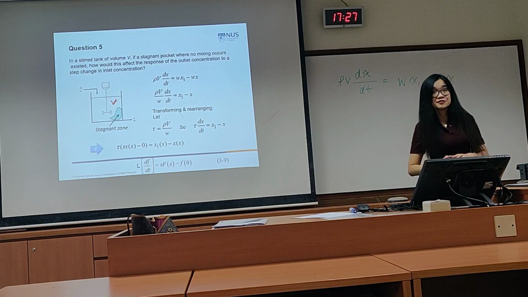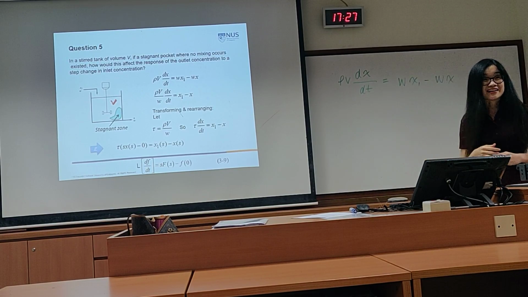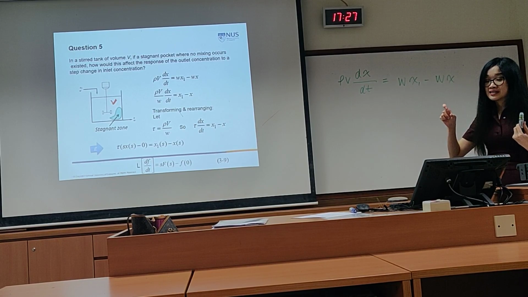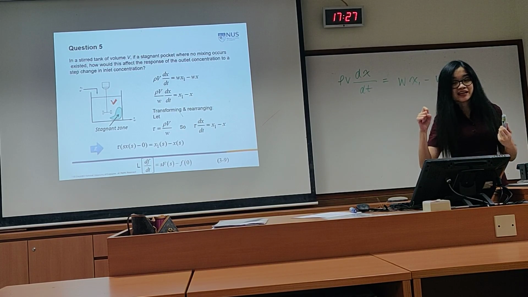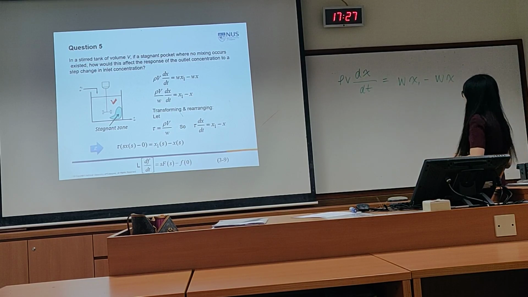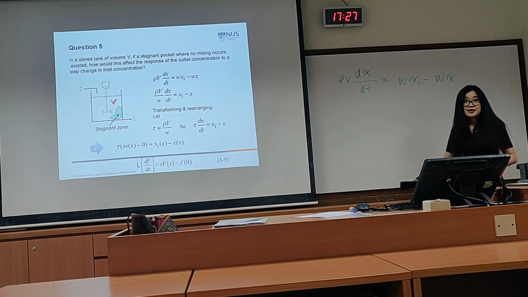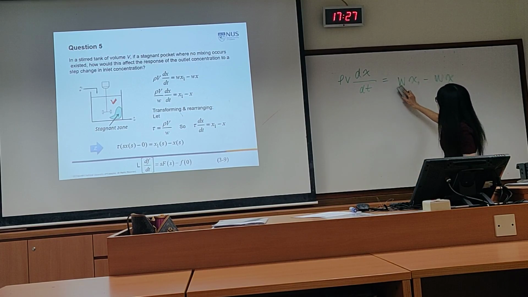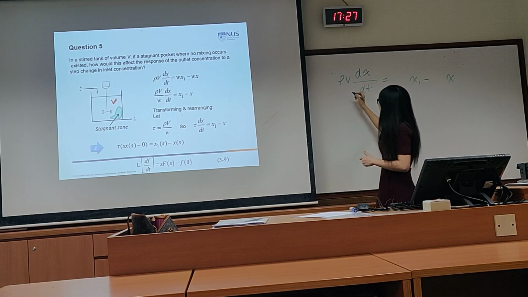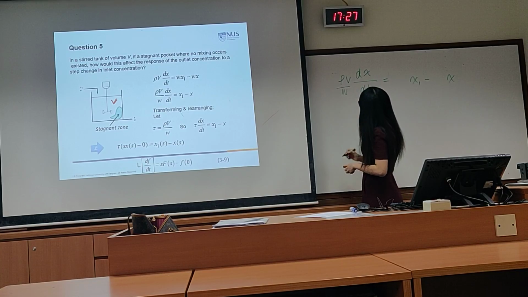This is my overall component mass balance. Here you can see component A, because it only has one, you can imagine it as an ink or some certain chemical. So this is a component mass balance. And then we do some transformation to put it simpler. We divide by W because it's the same on both sides, and we get rho V over W here.